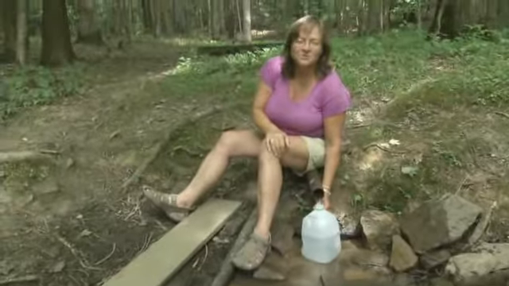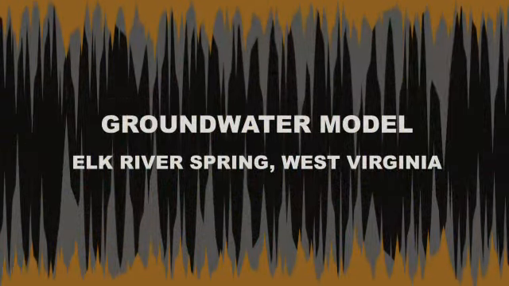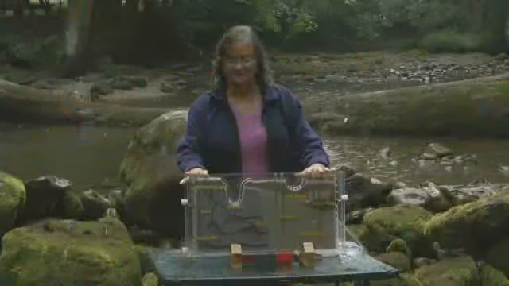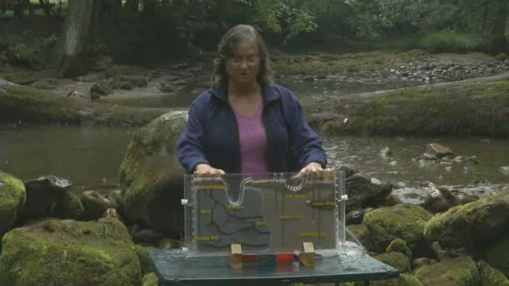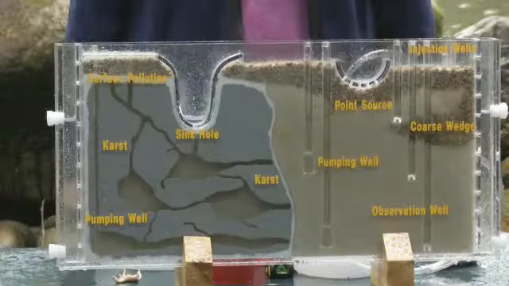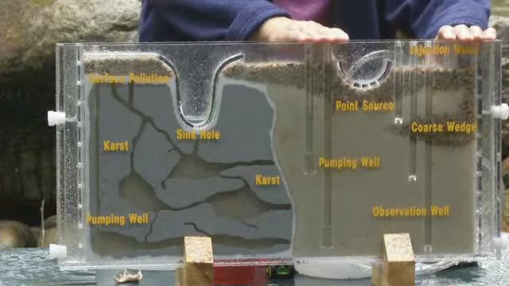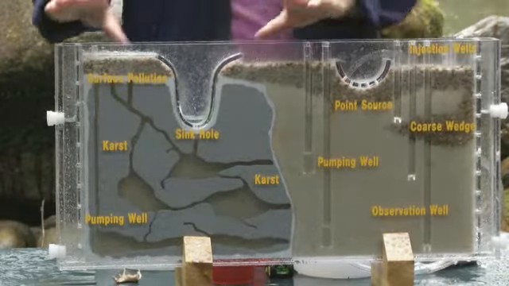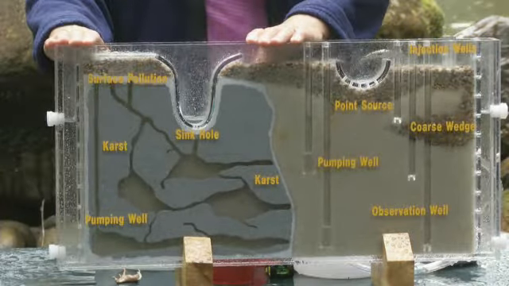Do you know where your drinking water has been? Today I'm going to talk to you about groundwater, and I'm going to use this groundwater model that's in front of me to explain to you about groundwater in our wells. This half of the groundwater is a non-karst area. This half of the groundwater model is karst. Karst is an area with springs, sinkholes, sinking streams, and caves.